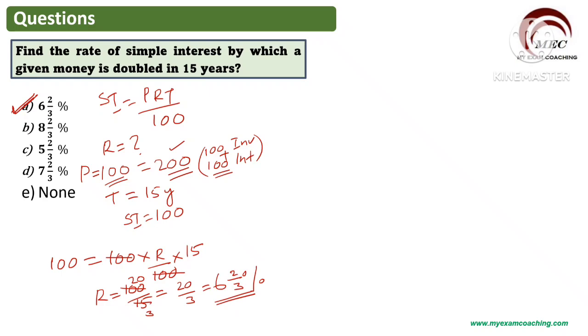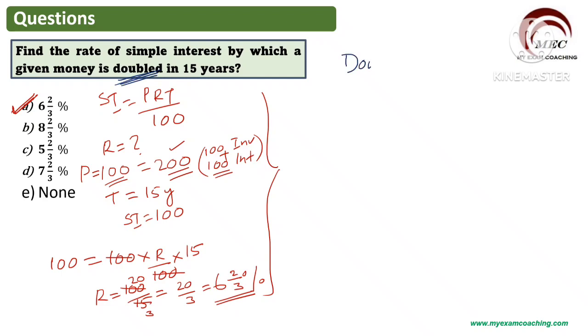So if you do all these things, it is a time consuming method. So we want what? We want a shortcut method. So what is the shortcut method? Find the rate of simple interest by which a given money is doubled in 15 years. Whenever we have this word doubled, mark all these questions.